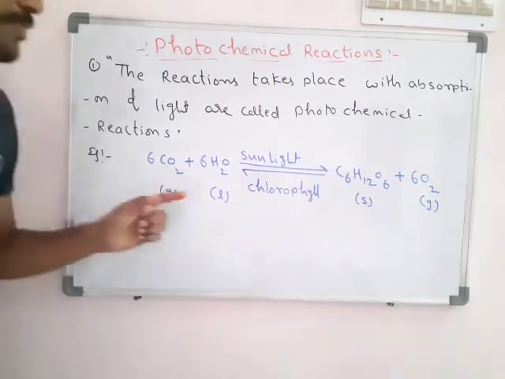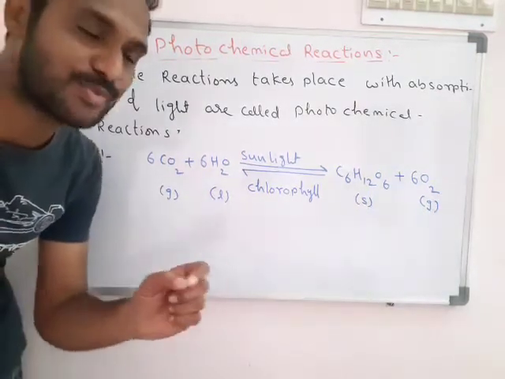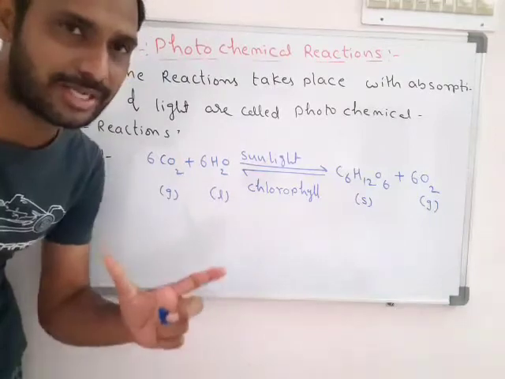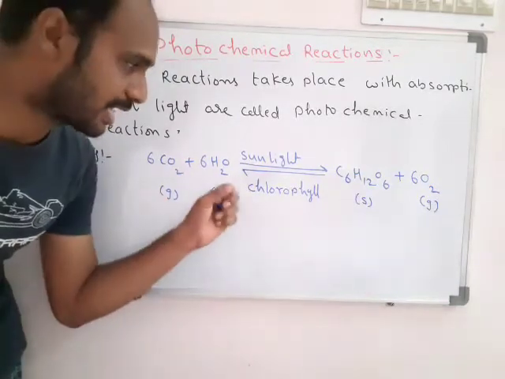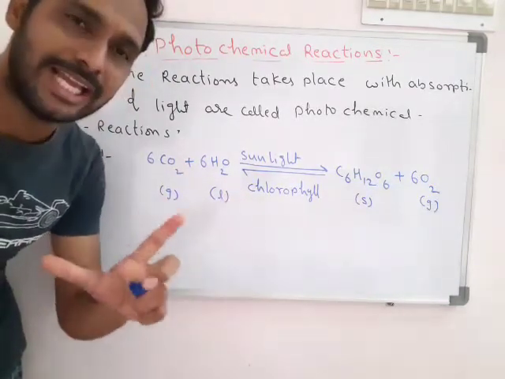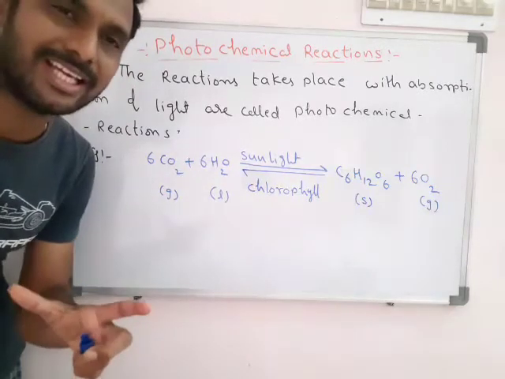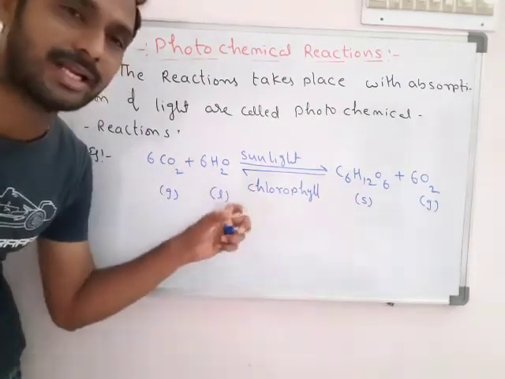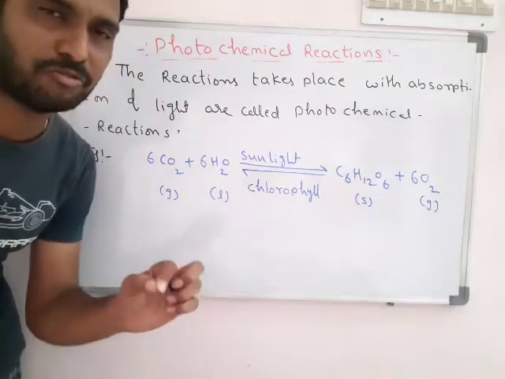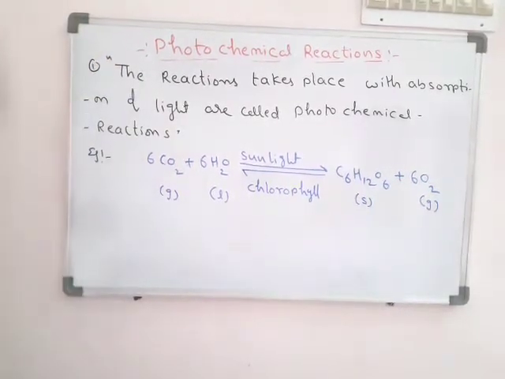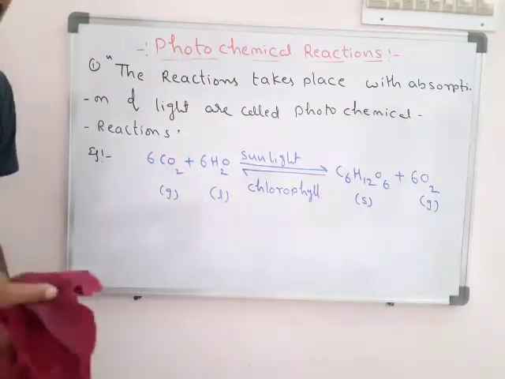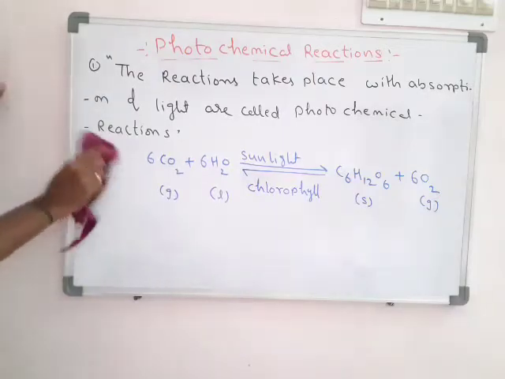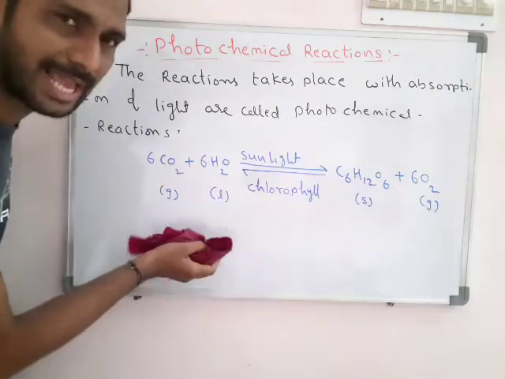In the absence of sunlight, in the absence of chlorophyll, it does not take place. Here the important factor is sunlight. That's why it is the best example of a photochemical reaction. Next we see some other examples. This is the natural reaction.